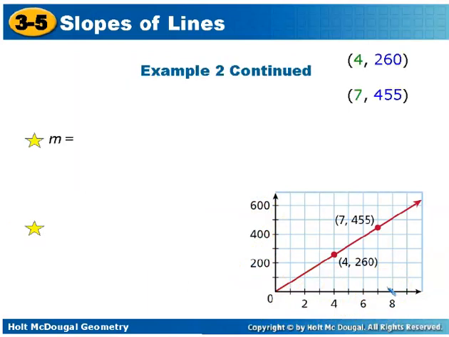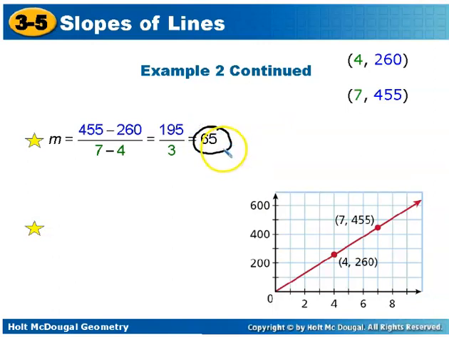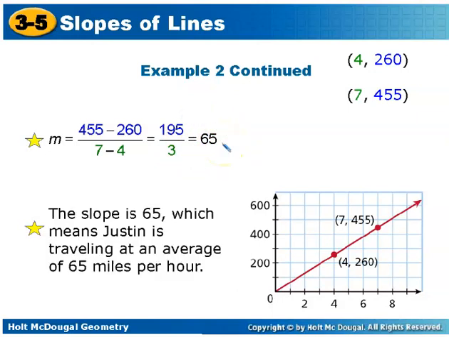The next step in this is going to be go ahead and calculating the slope. So I'll substitute my values, then do my calculation and simplify if I can, and I find this 65, okay? 65. Remember what I have here and here, right, in terms of units. So when I interpret this, or what does it mean? It means that Justin is traveling at an average rate of 65 miles per hour.